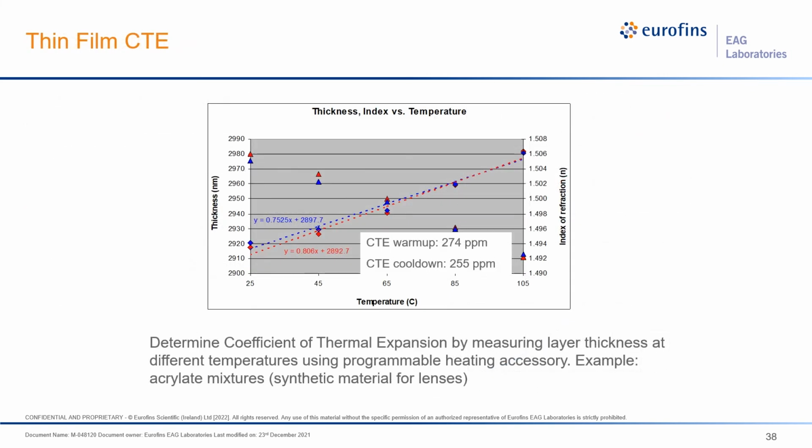The second example of the determination of non-optical properties of thin layers is shown here. We can measure the coefficient of thermal expansion by collecting ellipsometric data as a function of temperature using our programmable heat cell. By fitting the optical constants and the thickness for all temperatures measured, we can derive the coefficient of thermal expansion by plotting the thickness as a function of temperature and calculating the slope of the line. This has been done in the examples shown on the slide. Here, the CTE of a thin layer of an acrylate mixture, as used in synthetic materials for lenses, was measured both while heating and while cooling down.